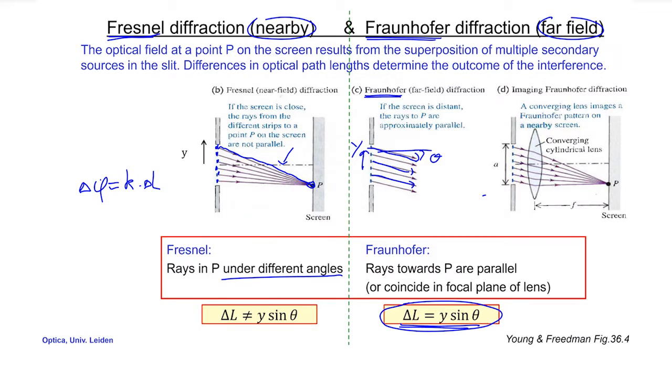It's cute to see that this far field regime is also reached if you use a lens. Because if you use a lens, you can image a point at infinity to the focal plane of the lens. So also, if you use a lens and look in the focal plane of the lens, you see a diffraction pattern which is the Fraunhofer diffraction pattern of the slit.